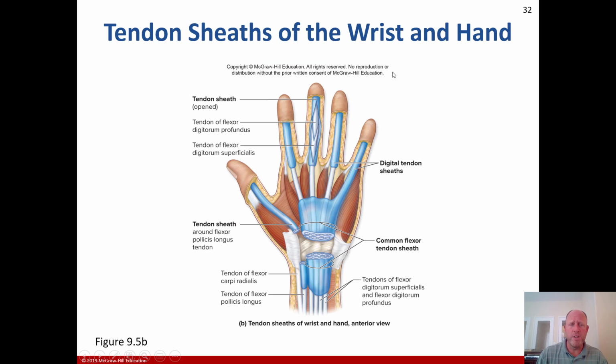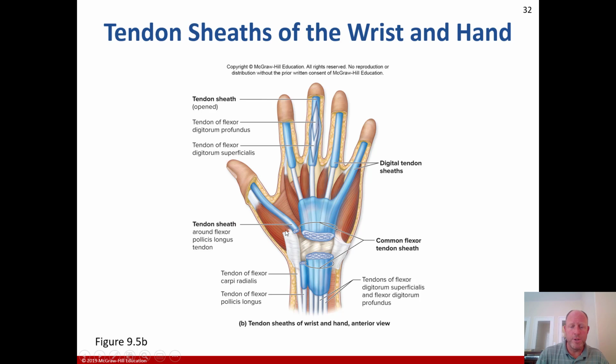So looking at our wrist and our hand, our tendon sheath here, when it's opened, you can see it here. Tendon of the flexor digitorum profundus. The muscles that actually provide motion for our hand are technically not in the hand itself. The initiation of the movement comes more toward the forearm and across the wrist into the fingers. The tendon of the flexor digitorum superficialis, and the digital tendon sheaths here.